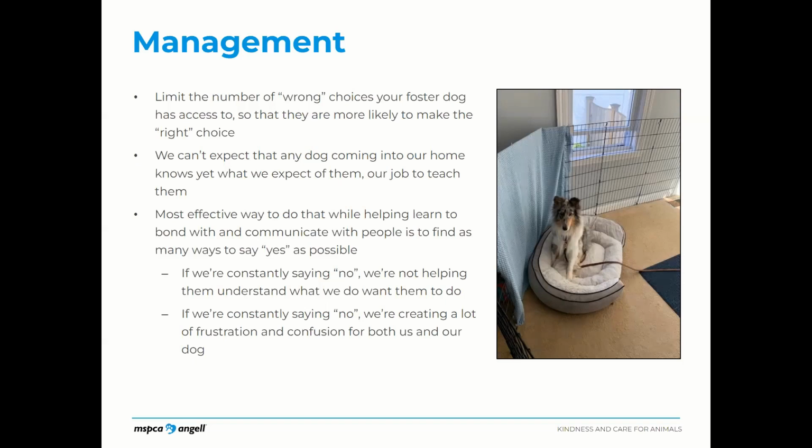So by controlling their line of sight, that's one more way that we can manage their environment. And then the last management tool that you'll see here, she's dragging a nice long leash, and that allows us to avoid having to physically manipulate or manage her by encroaching into her space.